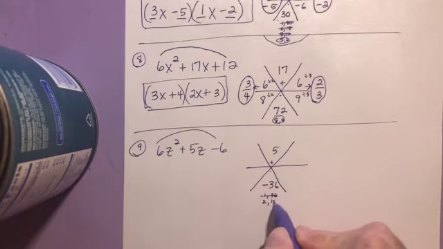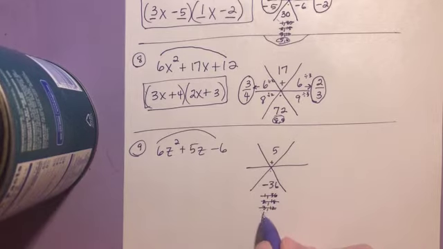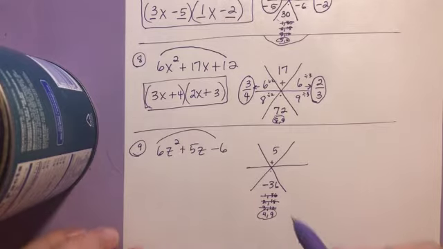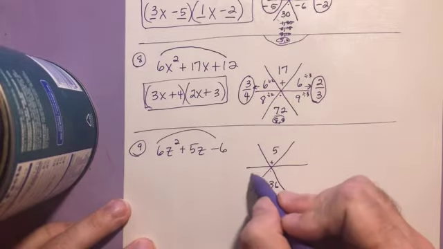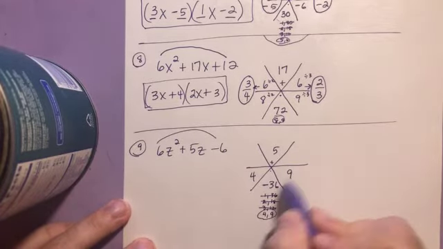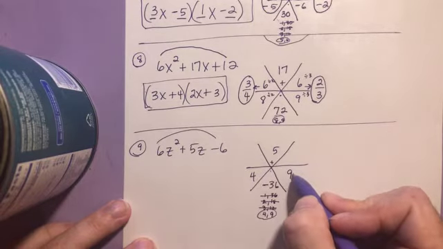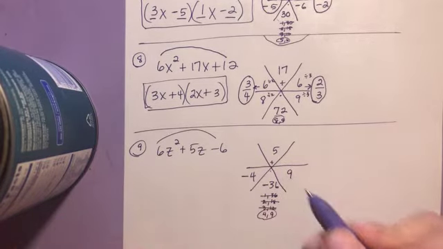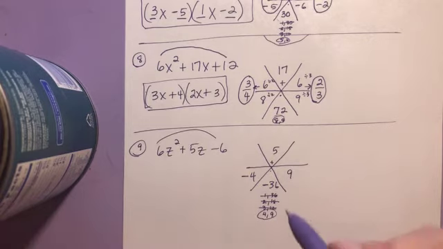2 and 18, that's 16. Nope. 3 and 12, that's 9. Nope. 4 and 9, that's, oh, there it is. Right? And so I'm going to write 4 and 9. Now, one of them has to be negative. The top number and the bigger number have to match. So this guy, 4, gets to be negative.